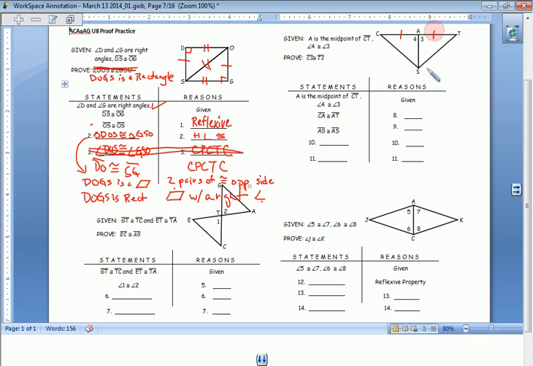CA is congruent to AT, definition of midpoint. AS is congruent to itself, reflexive. Come on, Renee. Watch this stuff. And it told me up here that this is congruent to that. So I know that triangle, let's go with CAS, triangle CAS is congruent to triangle TAS by how? Side angle side. Okay, now I know that CS is congruent to TS because corresponding parts of congruent triangles are congruent.